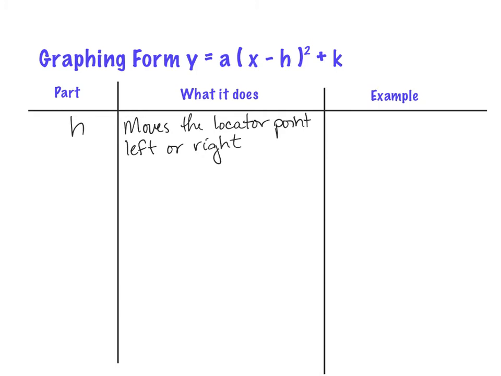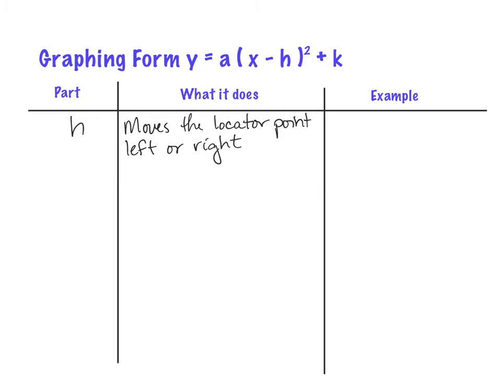Now, I'm saying locator point instead of vertex because as we get into the chapter, this is for a parabola. That squared tells us this is a quadratic. We're also going to get into cubics, where that would be a 3. We're going to get into square roots, where we'd have the square root over it. Absolute values. We're going to get into different parent graphs. And so the HK remains a locator point. And with all of those, h moves the graph left and right.